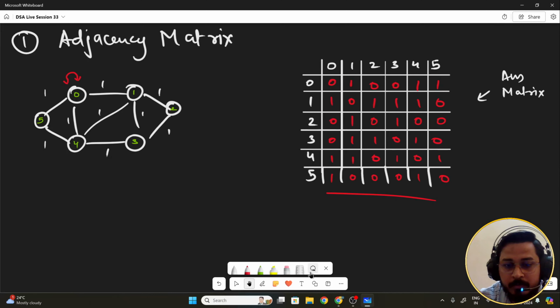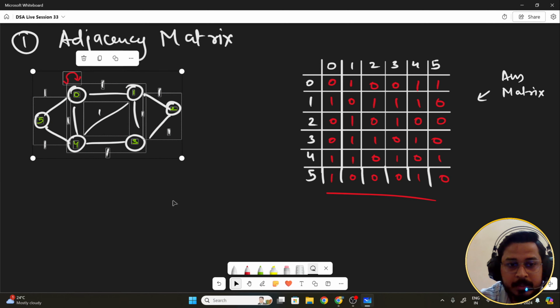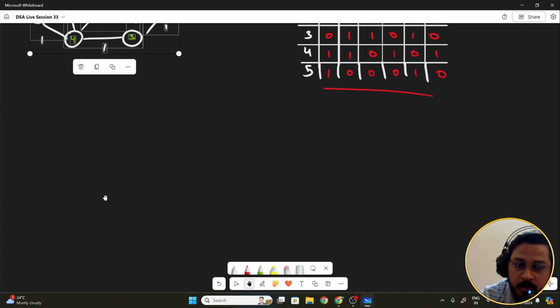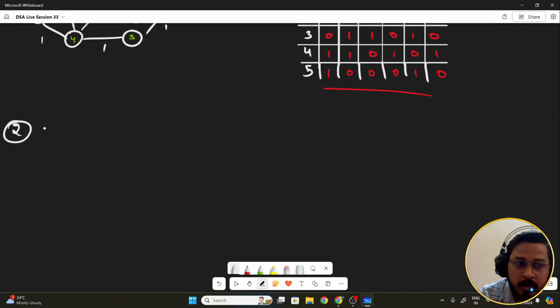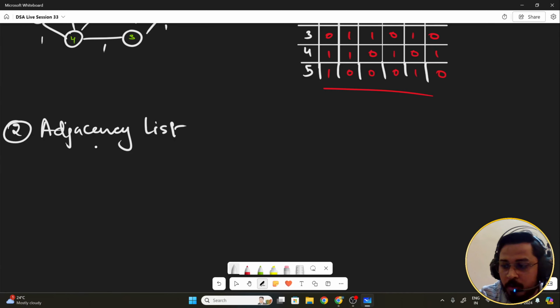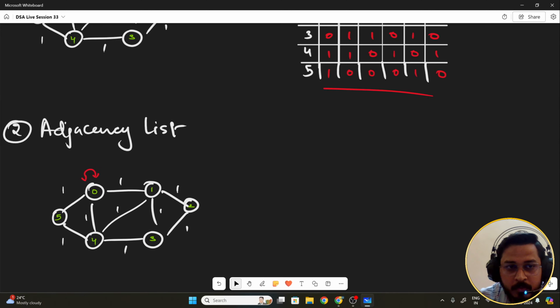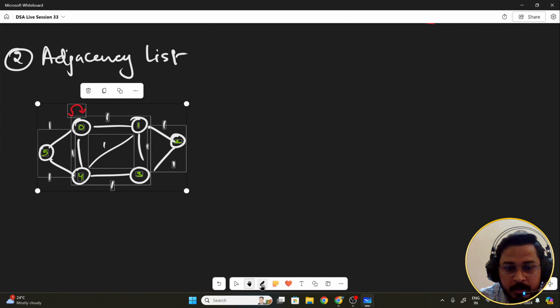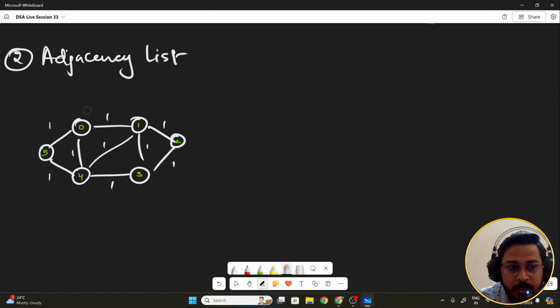Now let's do one thing quickly. Take the same graph, copy this, and let us do adjacency list. Last for today's class. I'm going to paste that right over here. Okay. And let us create our adjacency list quickly.